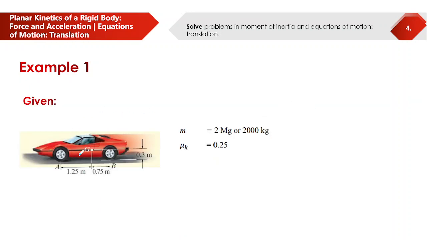So given is the car. The distance of the body's center of mass is 1.25 away from wheel A and 0.75 away from wheel B. The vertical distance from the road to the center of mass is 0.3 meters. The mass of the car is 2 megagrams or 2,000 kilograms, and the coefficient of friction is 0.25. The required for the problem is the acceleration of the car, a sub G.